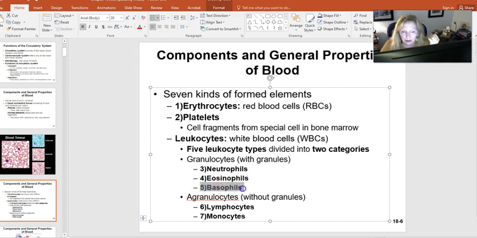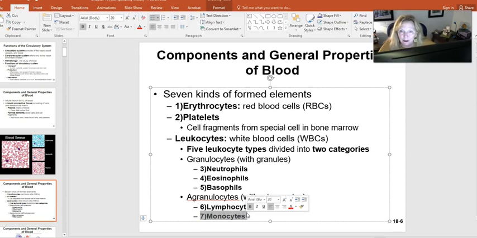Basophils can also respond to allergens, but also to other things like viruses as well. Lymphocytes are going to respond to viruses. We typically think about viral infections, lymphocyte counts going up, but also in cancer to help fight against cancerous cells. And monocytes act as our big eaters.